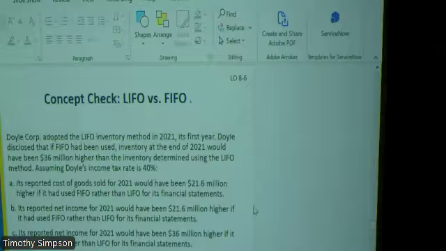All right, quick question here. Dwell Corp has adopted LIFO as of 2021. Its first year, this is important, Dwell has disclosed that if FIFO had been used, inventory would have been $36 million higher than the inventory determined using the LIFO method. So in other words, there's a $36 million difference between the FIFO inventory method and the LIFO method, which means the LIFO reserve is going to be 36 million. But the question is, what is the tax effect?